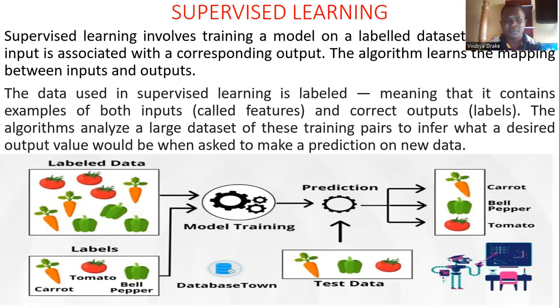I've already talked about supervised learning. You train a model on labeled data where each input is associated with a corresponding output. As you can see, we have labeled data, that is carrots, tomato, and bell pepper. We use this data to train the model so that it can make predictions. After training, we provide it with test data, to tell us the expected outcomes.